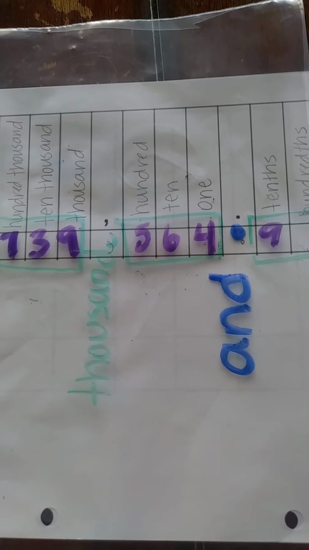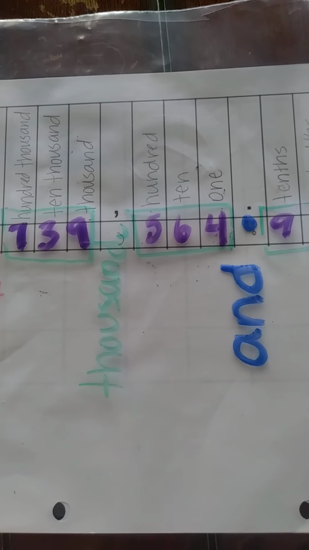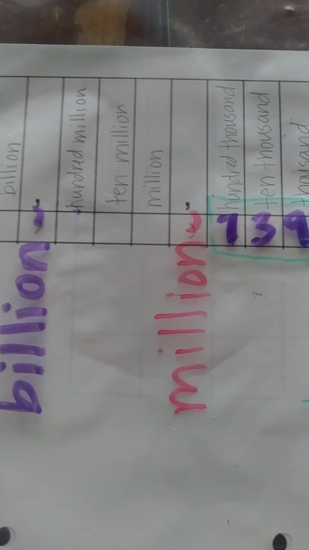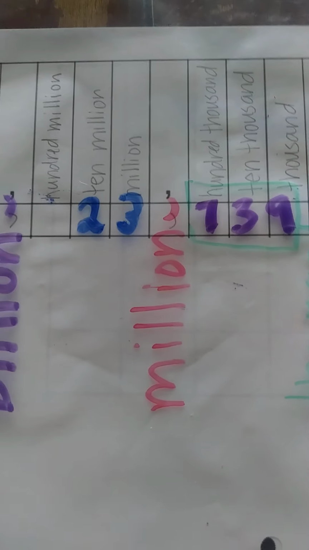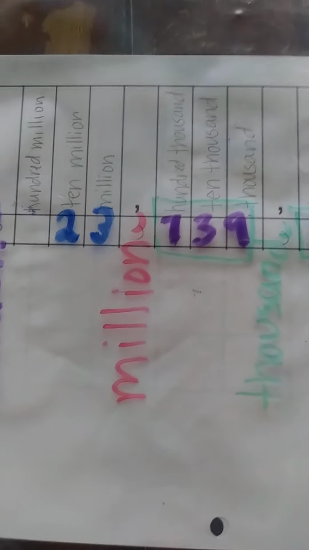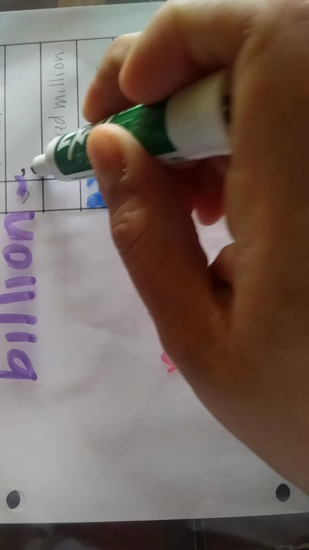Okay, so let me say it all together. 739,564 and 9/10. Okay, now let me add a couple digits at the front. Let's say, for example, I have just these digits here in front. Okay, so now I'm still going to group the millions house together. So my entire millions house is going to be grouped together like I grouped the thousands and the units. Okay, how would you say that number?